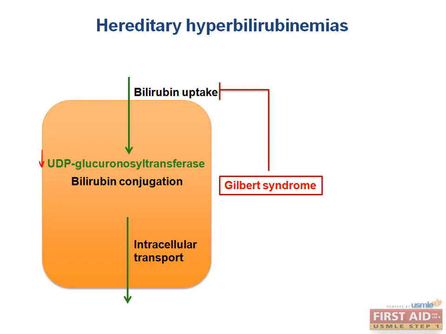Crigler Najjar type 1, like Gilbert, involves the same UDP glucuronyl transferase enzyme, except in type 1 Crigler Najjar, the enzyme is completely absent. In this situation, bilirubin cannot be conjugated whatsoever, and this is fatal.